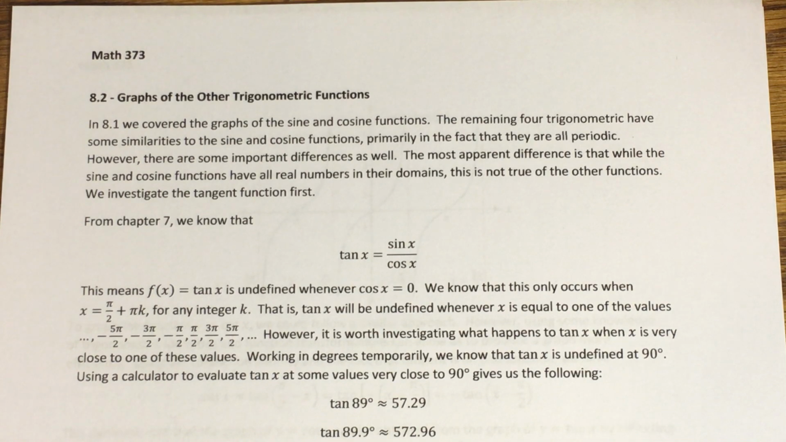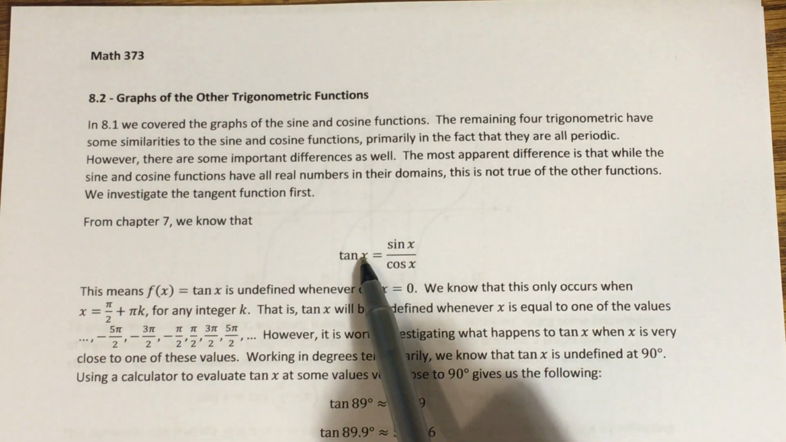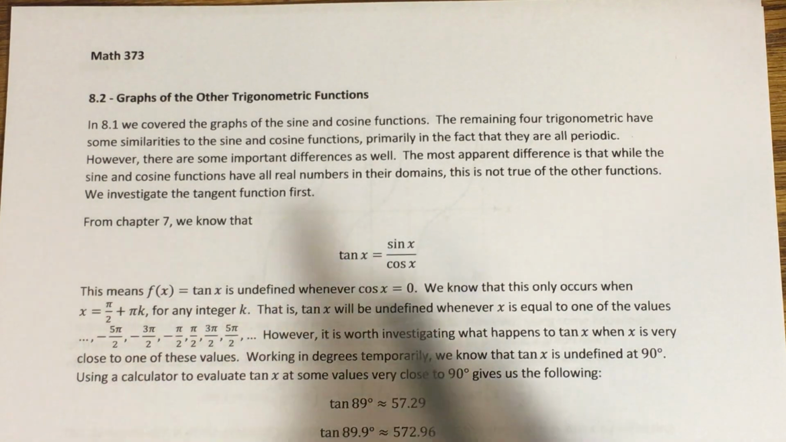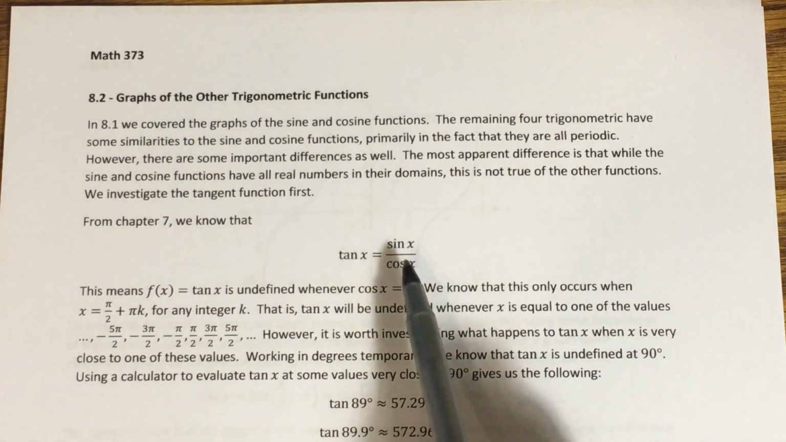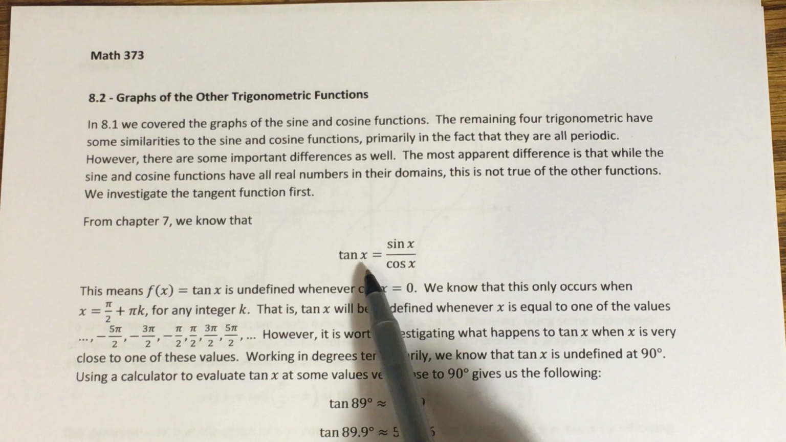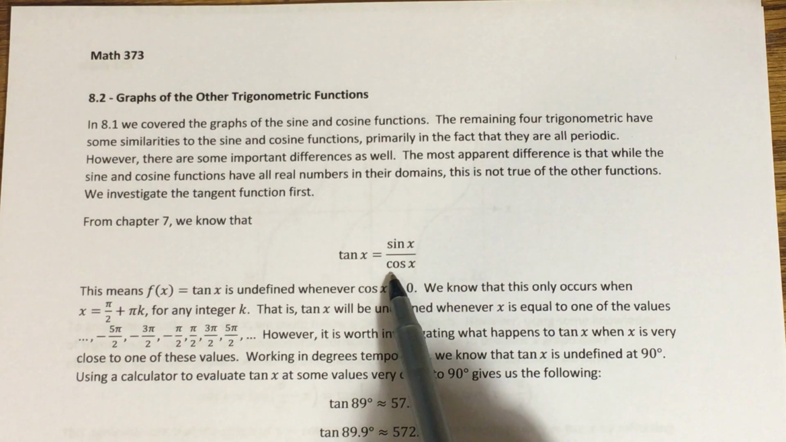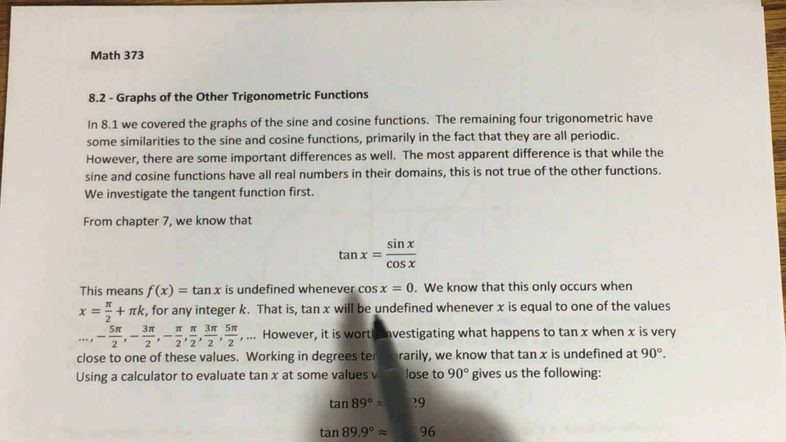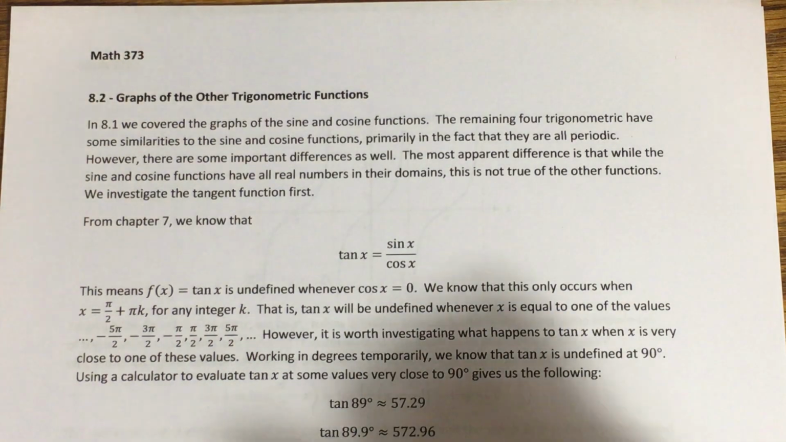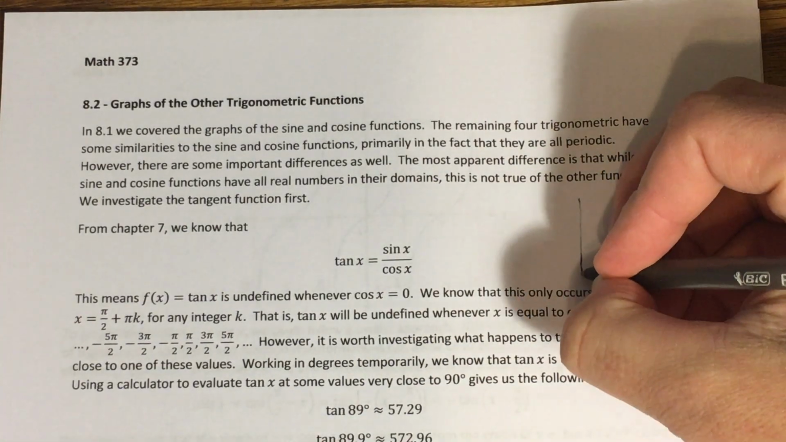So we know that the graph of our tangent function shouldn't have any part of the curve that we sketch passing through a value where cosine would be equal to 0. But it's worth looking at what happens when x is close to those values. So let me get a little bit more specific here. When is cosine of x equal to 0? Take a look at the unit circle for a second.